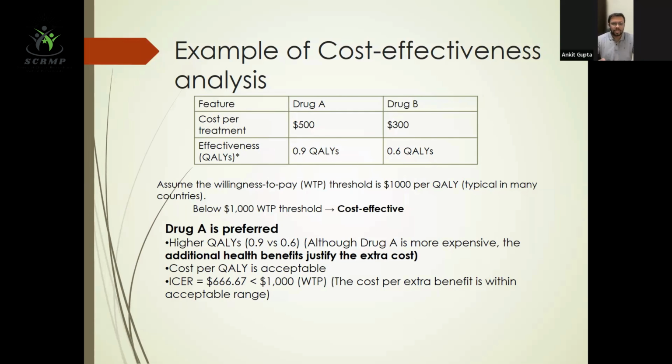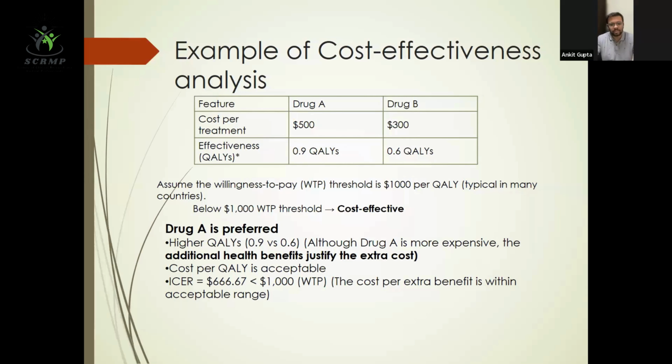So actually, drug A will be getting preferred over drug B, which is just opposite to what we thought initially around drug B costing less than drug A. So by calculating ICER, we will get to know that yes, drug A is actually better in terms of cost, since it is giving us more health benefits, which is also written here, like higher QALYs, 0.9 versus 0.6.